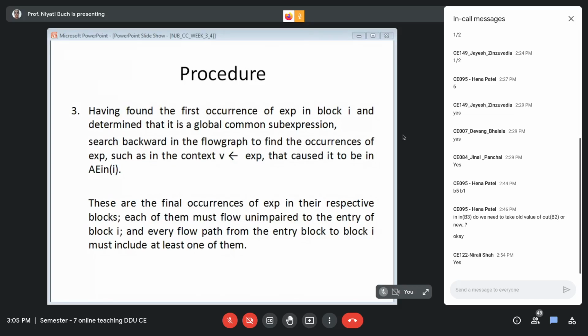These are the final occurrences of the expression in their respective blocks, and each of them must flow unimpaired. Unimpaired means none of the operands should be changed, to the entry of the block, and every flow path from the entry block to that particular block, we have to consider all the blocks, must include at least one of them. Then we will have that set of expressions.